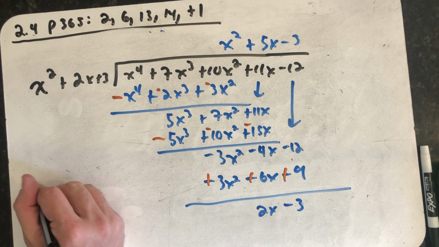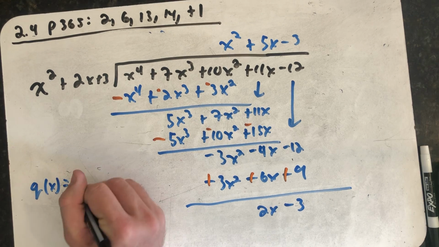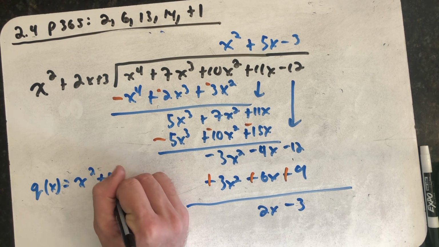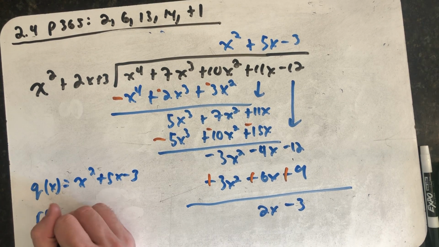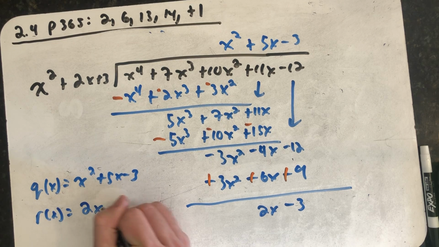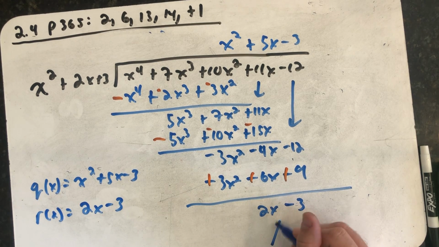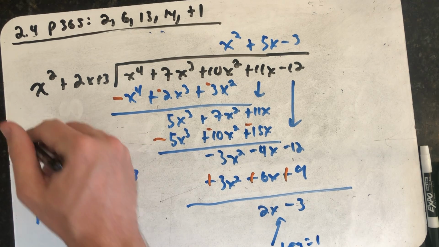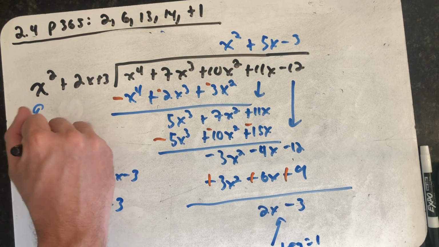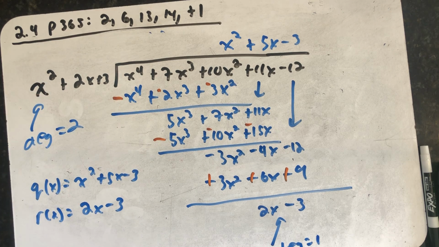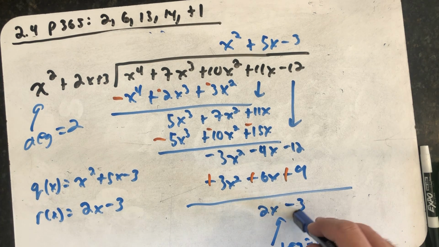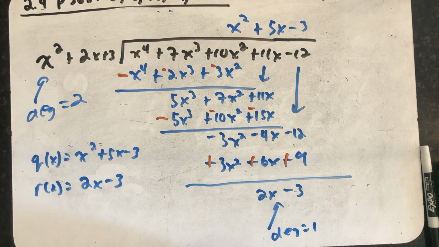So this time I have a quotient and a remainder that's not just a constant, and that's okay. Because the only rule for my remainder is it has to have a degree that's lower than the degree of what I'm dividing by. Since I'm dividing by a quadratic, I could either get a linear remainder, degree 1, or something that's a constant, which would have degree 0. But that's it for now.